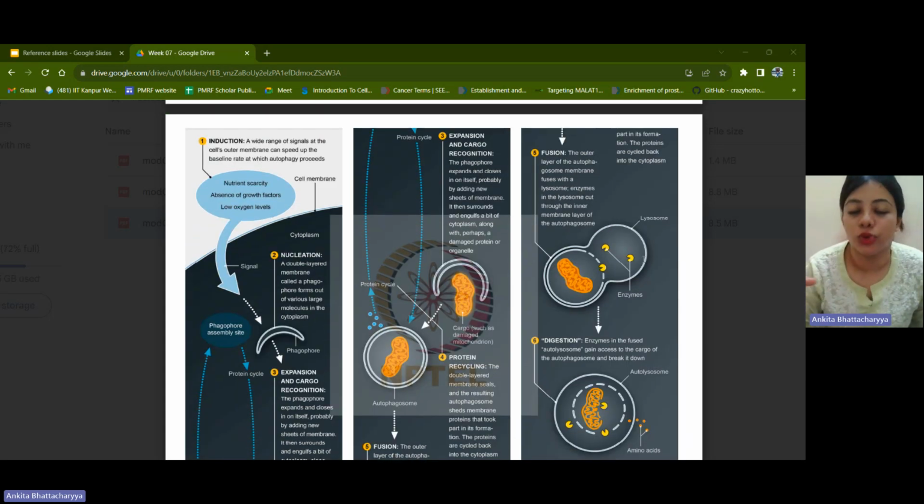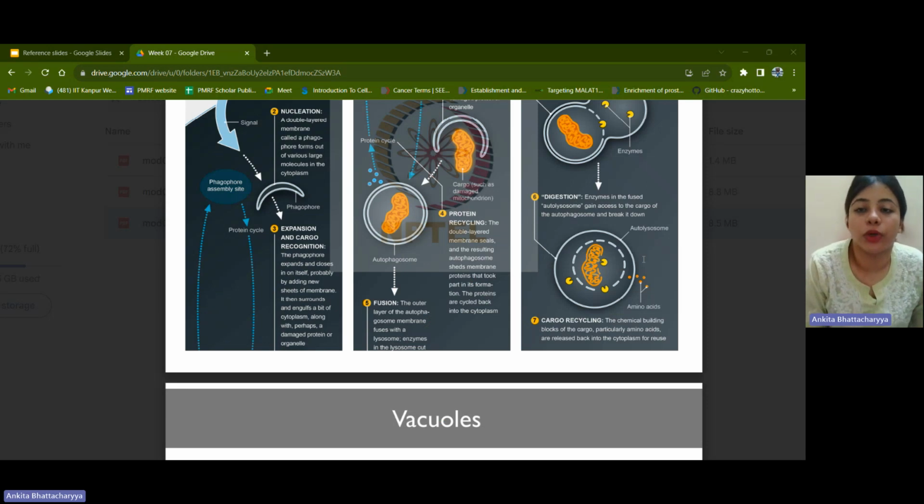Then there is the digestion, fusion between the autophagosome and the lysosome. And then the digestion process has to occur, where within the autolysosome, enzymes would gain access to the cargo and break it down. And finally, the cargo that has been produced would be recycled within the cell. When we say cargo, we mean the basic monomers that you need for cell survival, which majorly includes amino acids for new proteins to be synthesized and for the cell to function. So that cargo would get recycled within the cell and would be released into the cytoplasm for the cell to do whatever jobs it needs to do to survive.